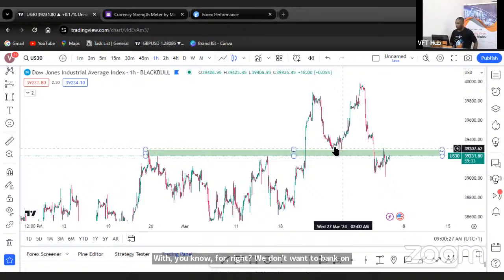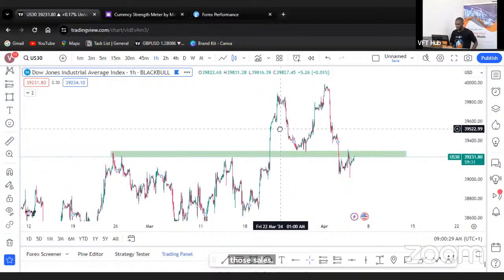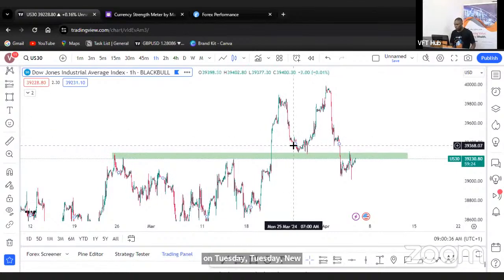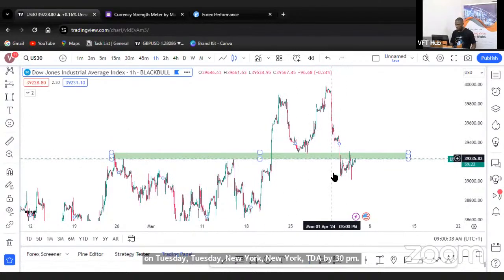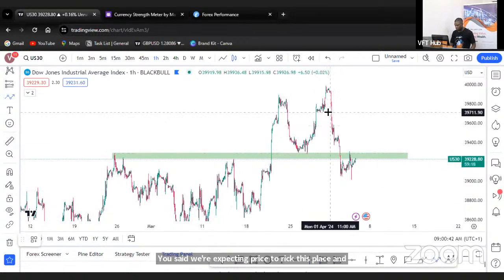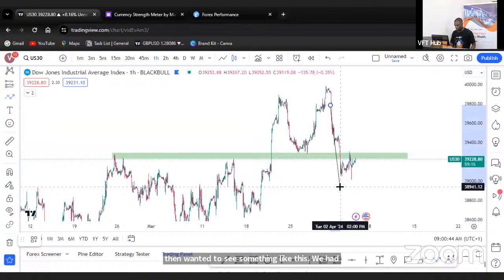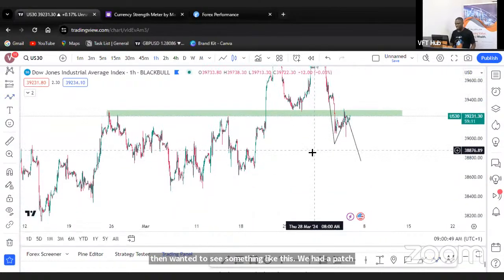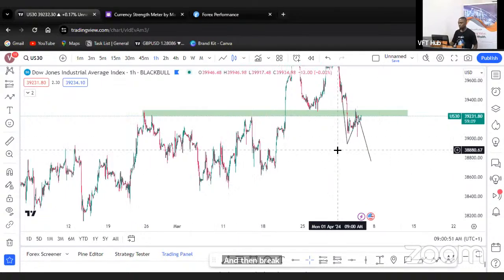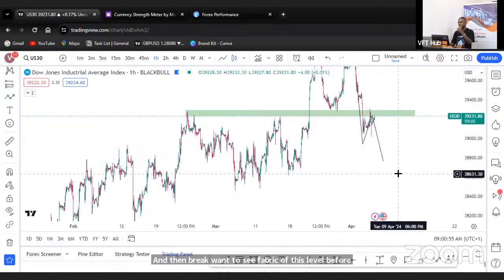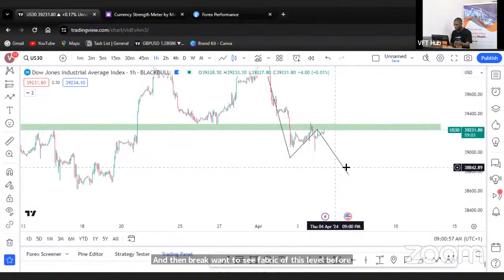So one thing we are looking at is, I think it was on Tuesday, New York by 3 p.m. We said we're expecting price to break this place and then wanted to see something like this. I think we had a part two drawn that day. We expected something like this and then break. We want to see a clear break of this level before we start selling to the downside. And we've seen that happen already.